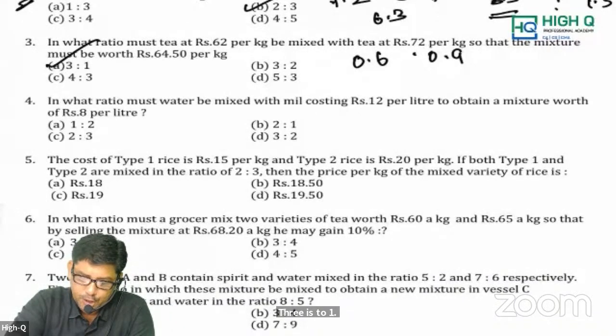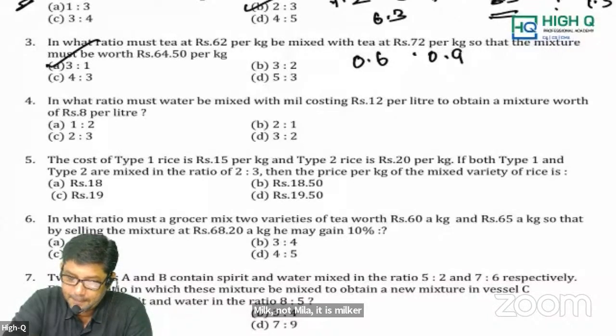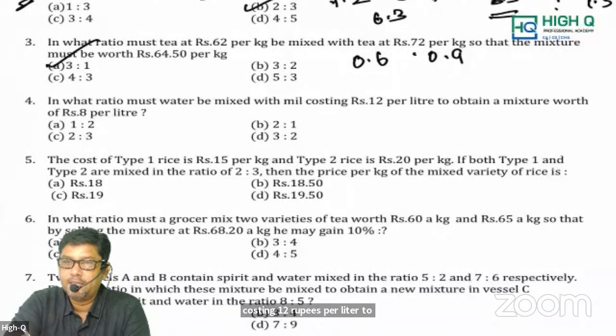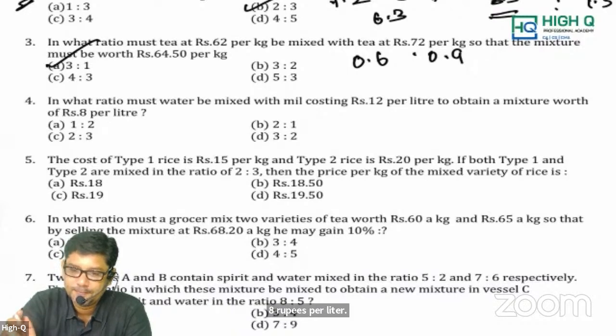In what ratio must water be mixed with milk, costing 12 rupees per liter, to obtain a mixture worth 8 rupees per liter? 2 is to 1. Are you sure?